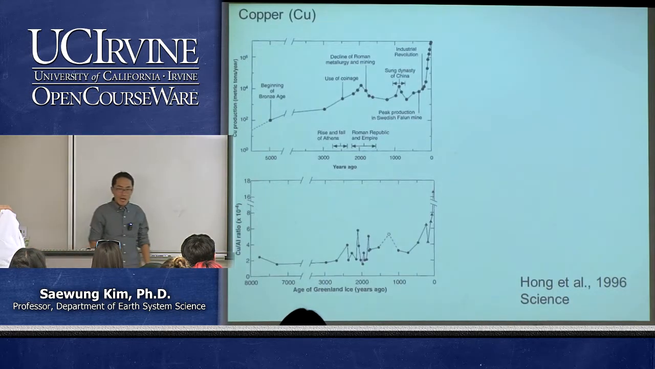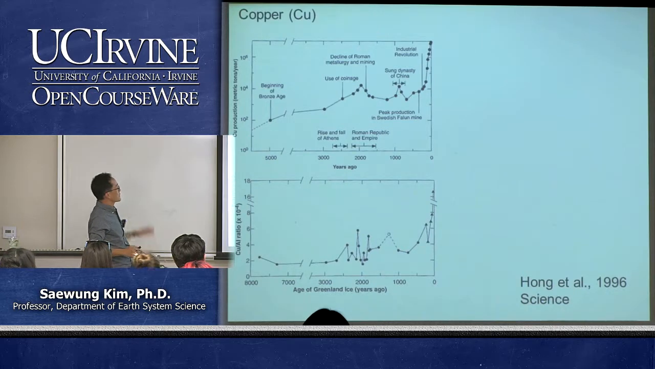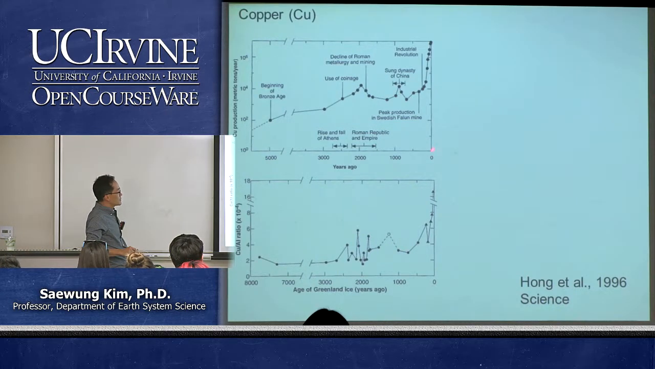So another example is copper. This is kind of a different scale. This is the present day, year 0, which means right now. And then this is 5,000 years before, right? And the y-axis here is basically copper production. So same thing, the use of copper has increased, and then after the Industrial Revolution, it kind of skyrocketed, based on the production of copper, which is reconstructed from historical records of copper mining.